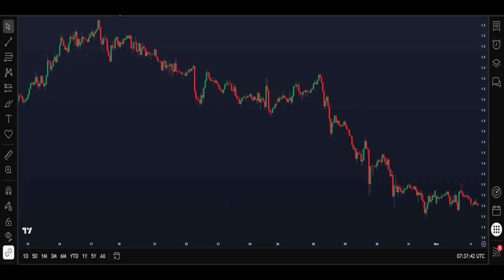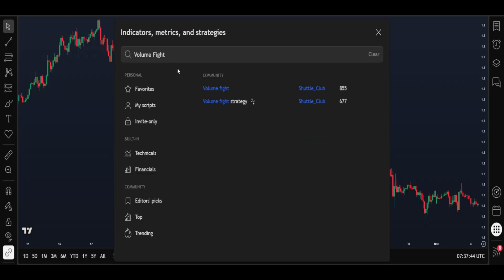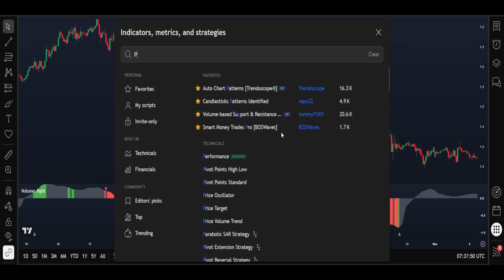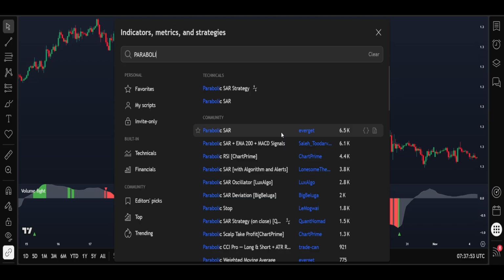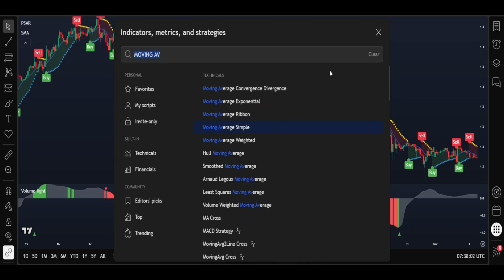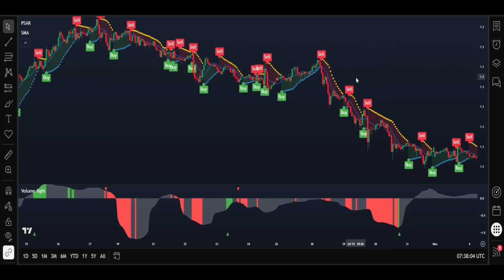Open indicators in TradingView. Search and add Volume Fight by Shuttle_Club. Add Parabolic SAR by Everget. Add the Simple Moving Average. With all three on the chart, each gets one job and nothing else.